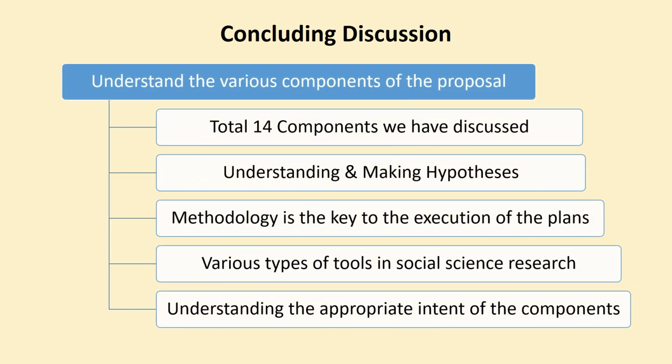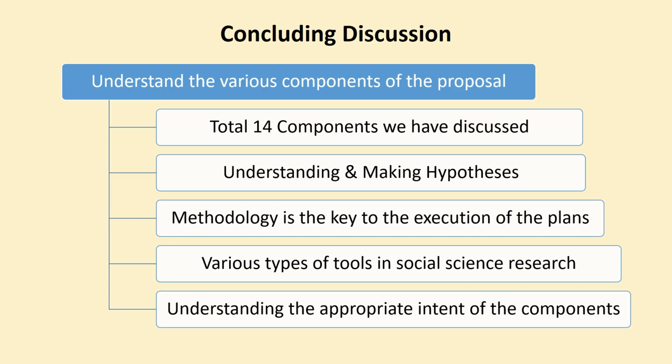Concluding discussions for today's lecture. Total 14 components we have discussed, and in all these 14 components I would say that a few components are very restricted in terms of order and a few are flexible. Sometimes it depends upon the demands of the institution or funding agency, in what order they are asking you to make your proposal and follow the component order. But generally a few things are very strict. For example, you make first of all the introduction, then the rationale, and after that you follow all the components accordingly.